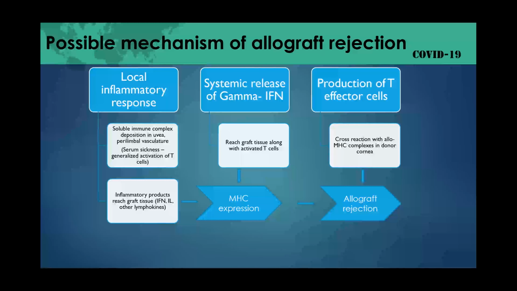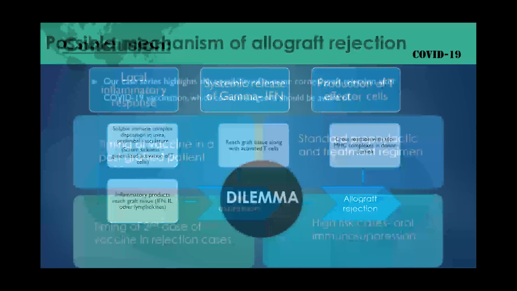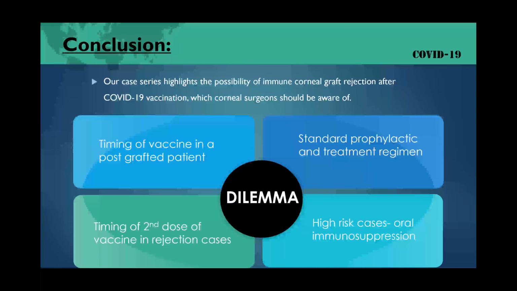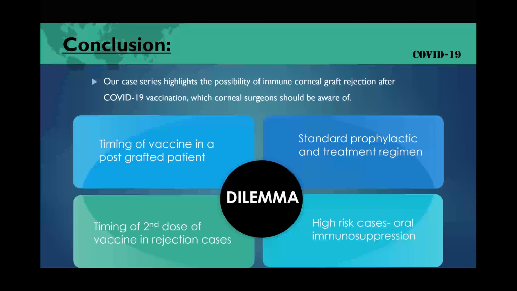And the third possibility could be production of T effector cells, which can cross-react with the allo-MHC complexes already existing in the donor cornea, causing allograft rejection. So with this, I conclude that our case series highlights the possibility of immune corneal graft rejection following COVID-19 vaccination, which all corneal surgeons should be aware of.